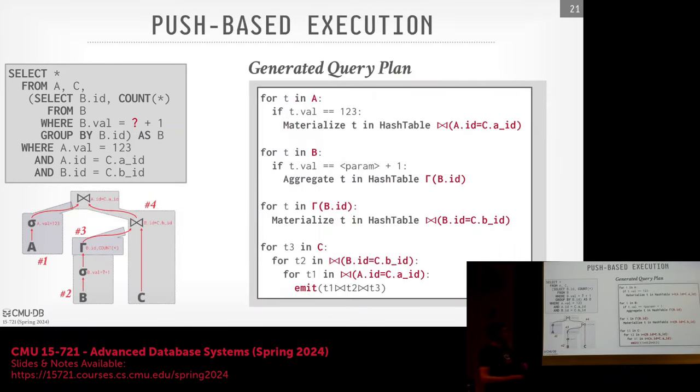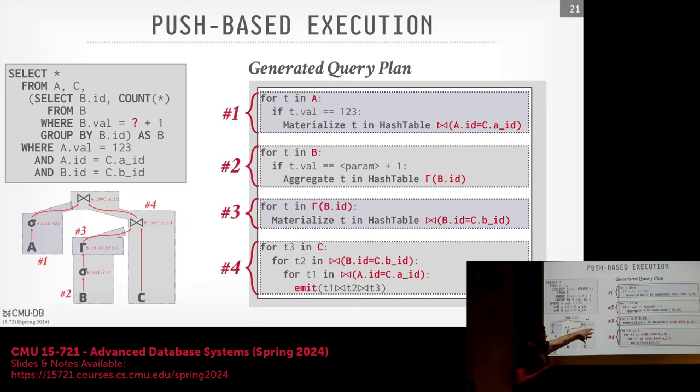So what Hyper is going to do is generate essentially a bunch of nested for loops. It's the push-based model. These nested for loops are going to let, within one pipeline, do as much work as you can for a single tuple, and then only go back to the next iteration of the for loop once you've done everything you can with that tuple.